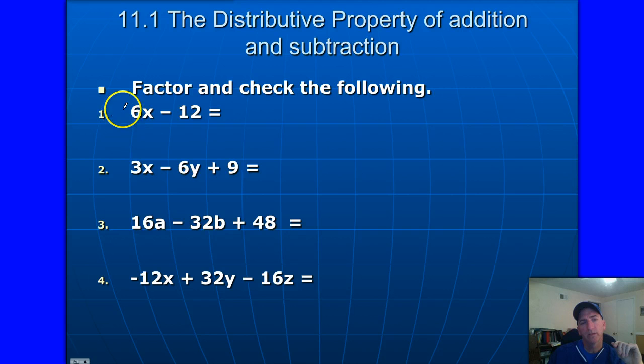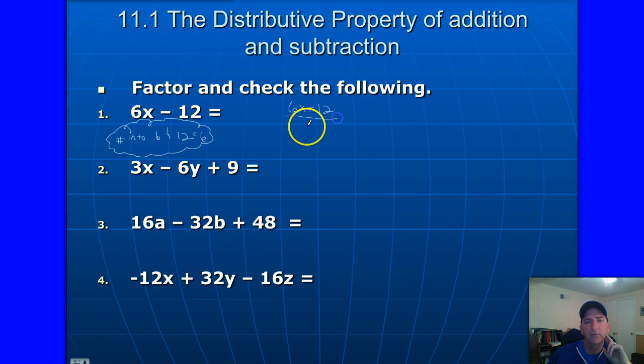But what we can do is ask ourselves, okay, here's what I'm thinking. Is there a number that goes into 6 and 12? And we want the biggest one we can find. And we would say 6. So what I can do with this, if I take 6x minus 12, I'm going to divide both of them by 6. Now that is the greatest common factor.